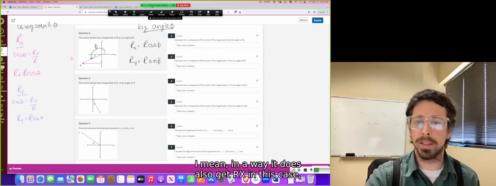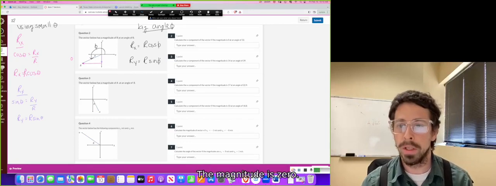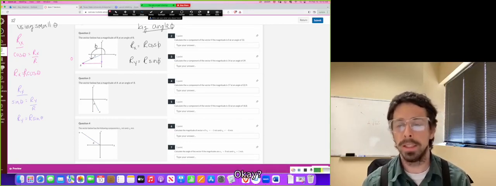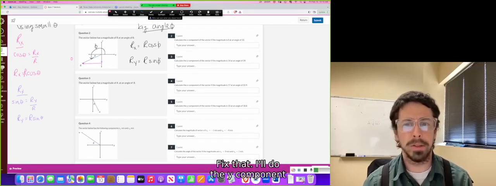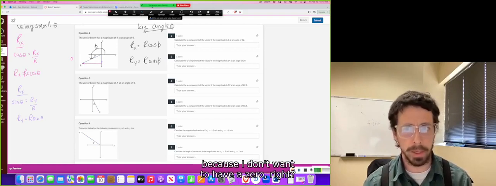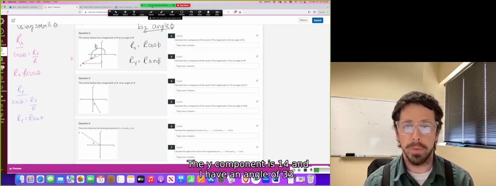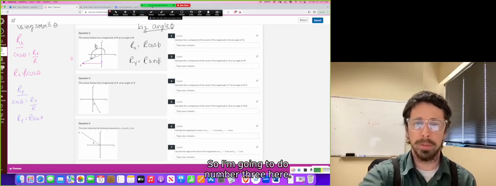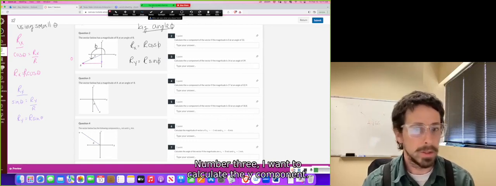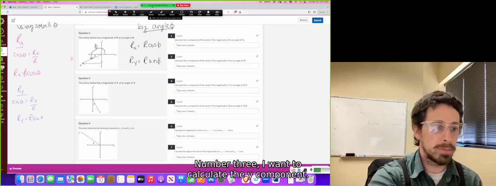Let's look at Rx. In this case, calculate the x component. Magnitude is 0. Okay, need to fix that. I'll do the y component because I don't want to have a 0, right? If the y component is 14 and I have an angle of 33. So I'm going to do number 3 here. So at number 3, I want to calculate the y component.